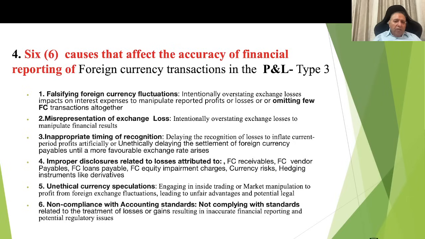Number 4 is improper disclosure related to the losses attributed to foreign currency receivables or foreign currency vendor payables, foreign currency loans payable, foreign currency equity impairment charges, currency risk hedging instruments like derivatives. Number 5 is unethical currency speculation, engaging in insider trading or market manipulation to profit from the foreign exchange fluctuations, leading to unfair advantage and potential legal charges. Number 6, non-compliance with the accounting standards related to the treatment of the losses or gains, resulting in inaccurate financial reporting and potential regulatory issues.